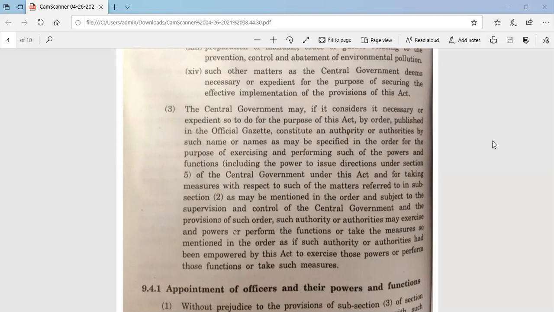including the power to issue directions under section 5 of the central government under this Act, and for taking measures with respect to such of the matters referred to in sub-section 2 as may be mentioned in the order. Subject to the supervision and control of the central government and the provisions of such order, such authority or authorities may exercise the powers or perform the functions or take the measures so mentioned in the order as if such authority or authorities had been empowered by this Act to exercise those powers or perform those functions or take such measures.